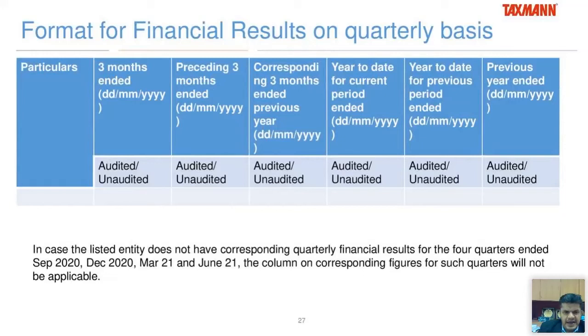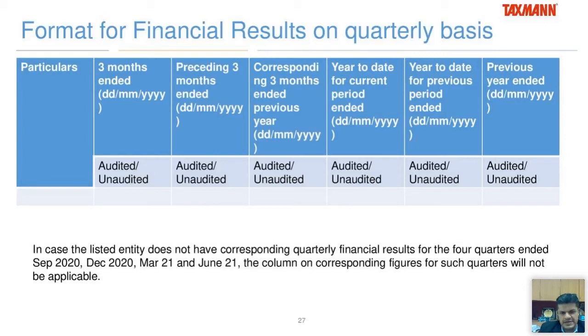It gave certain relaxations. It has prescribed the format of financial results on a quarterly basis, where basically you will have to give 6 columns. You will have the 3 months ended for the current quarter, and the preceding 3 months ended. So for example, if it's the September quarter that we are talking about, September 2021, the preceding 3 months will be June 2021. The corresponding 3 months ended previous year, so you will also have the September 2020 quarterly results.